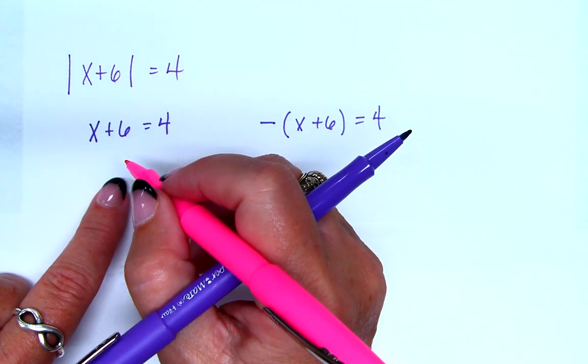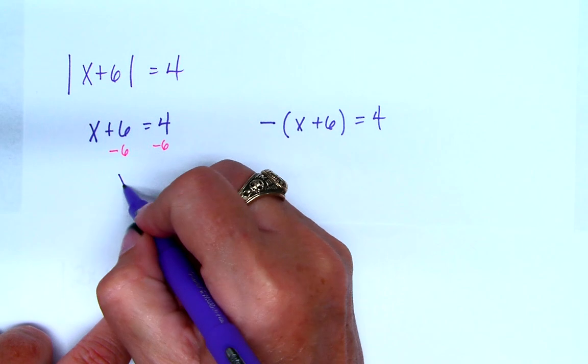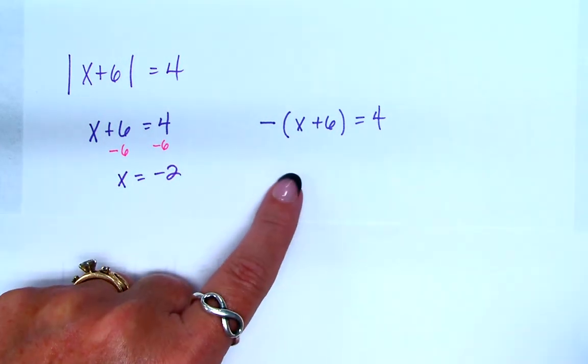How do I solve this first problem? Minus 6 to both. Okay? If I subtract 6 from both sides, what does x equal? Negative 2.